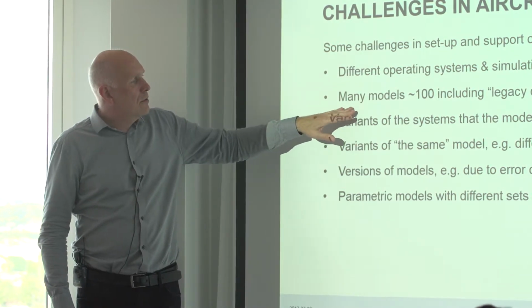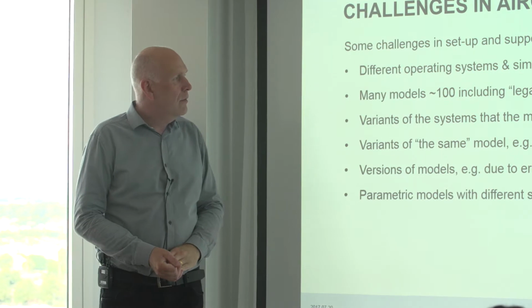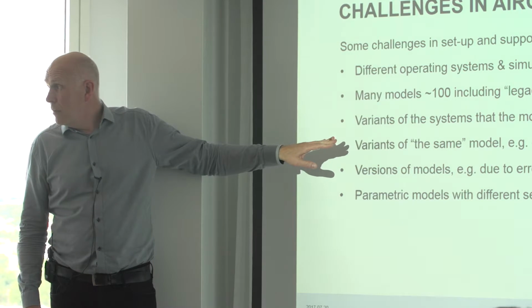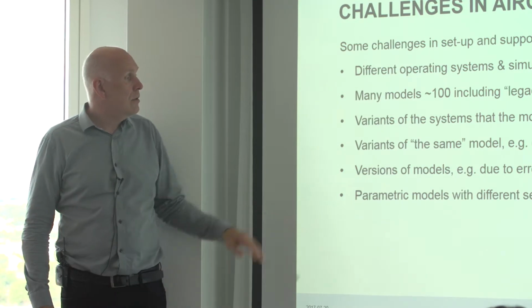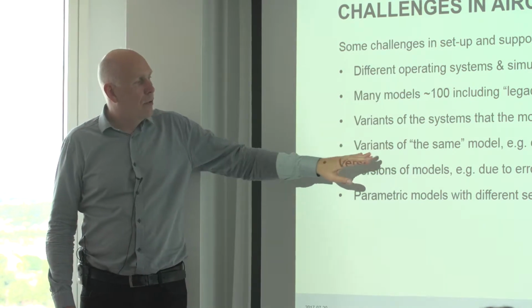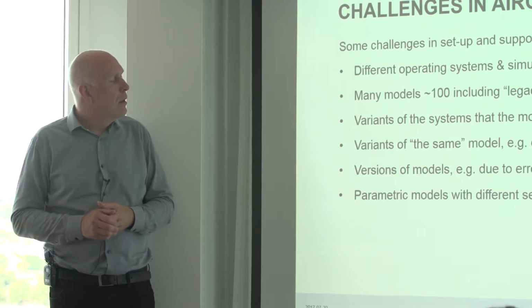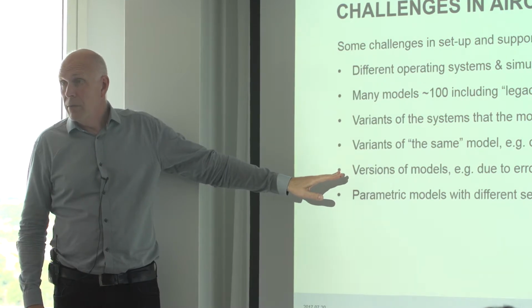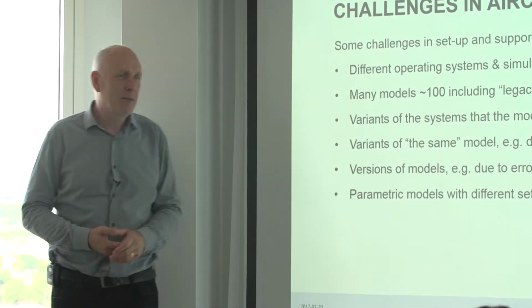There are many models, and some of those are legacy code, Fortran code from the 70s or even 60s maybe. We have variants of the system, as I talked about. We have many variants of the engine that have to be represented in the models. But also we have variants of the same model, meaning that we can have different fidelity levels of the model. And also, of course, we have versions of models. We find errors, so we have to update them. So as with any software, updates come once in a while.